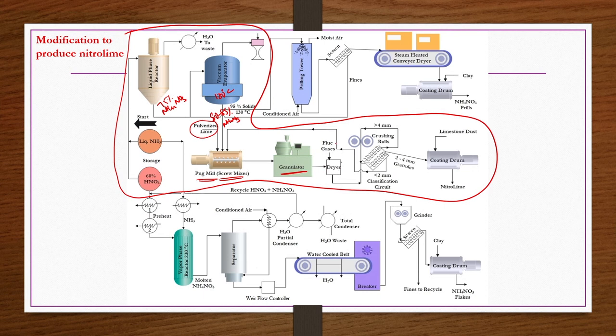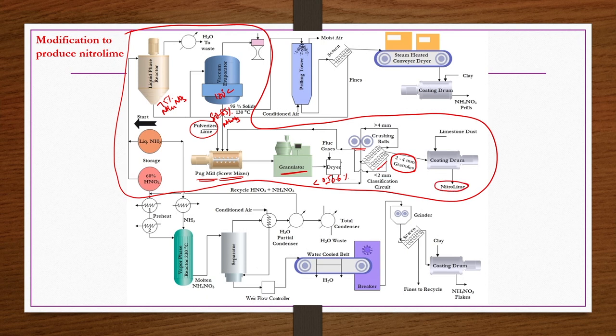Those granules are dried using the flue gas to reduce the moisture content to less than 0.5 to 0.6%. So these almost dry granules are sent to a classifying section which has a crushing roll and a screen as well. These granules are crushed by crushing rolls and then passed through screens where you collect the product as 2 to 4 mm granules. That is the required size, right? These 2 to 4 mm granules are sent to the coating drum where limestone dust is also sprayed, and then you get nitrolime.